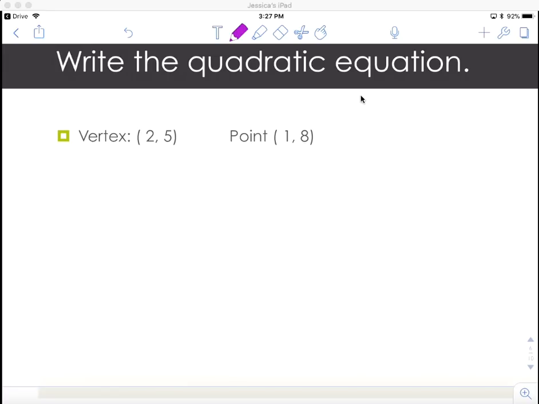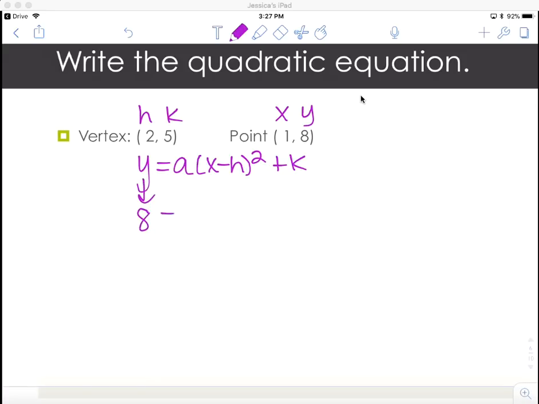At this point, go ahead and pause the video, try this one on your own, and restart once you're ready to check. To solve this problem, I'm first going to write out my formula. I have my h, my k, my x, and my y. Plugging in 8 for y. I don't know what a is. X is 1, h is 2, and k is 5.